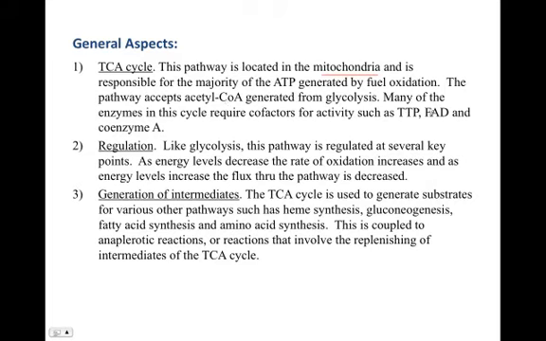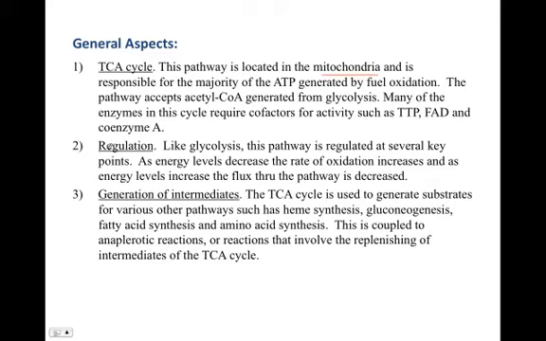Thiamine pyrophosphate, FAD, and coenzyme A, or pantothenic acid, are all required as cofactors for some of the enzymes in the cycle. Like glycolysis, the TCA cycle is regulated at 3 different intervening points. The regulation of the TCA cycle is according to the energy level in the cell. When the energy level is high, the rate of oxidation decreases. And likewise, when energy level is low, the flux through the pathway is increased.